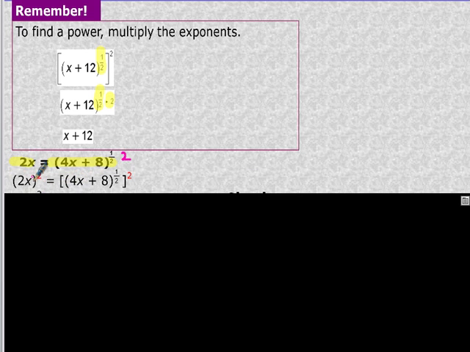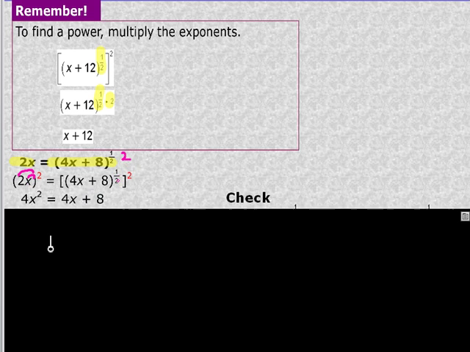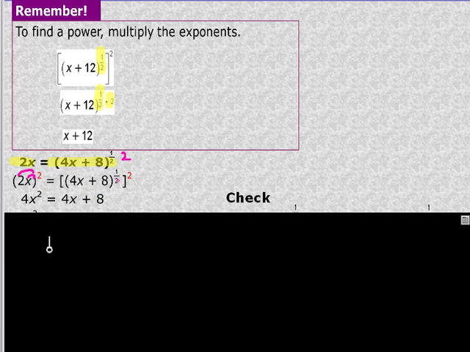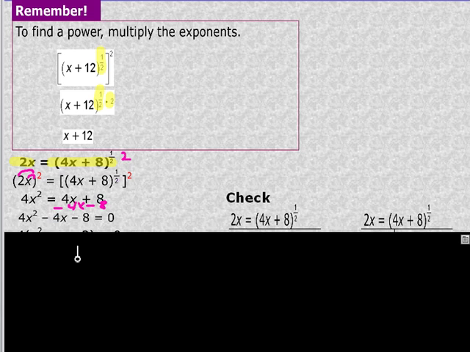And remember, when you square this, you're squaring both the 2 and the x. This basically just turns this to 1 or undoes the radical. So you have 4x squared is equal to 4x plus 8. So here, again, it's going to be a quadratic. You're going to want to move everything over to the other side.